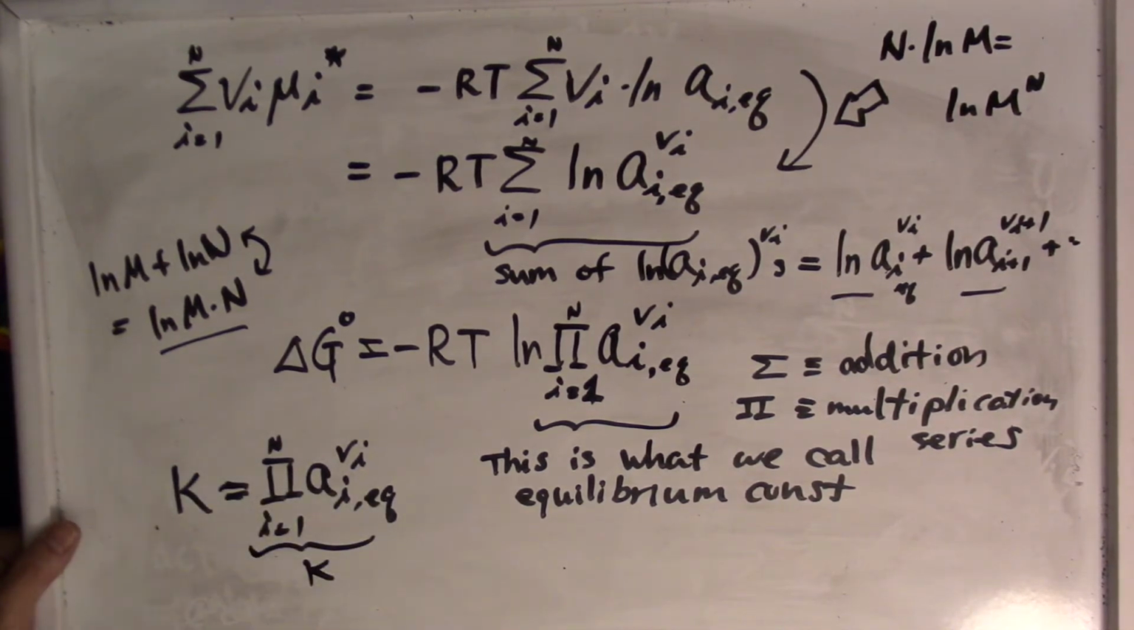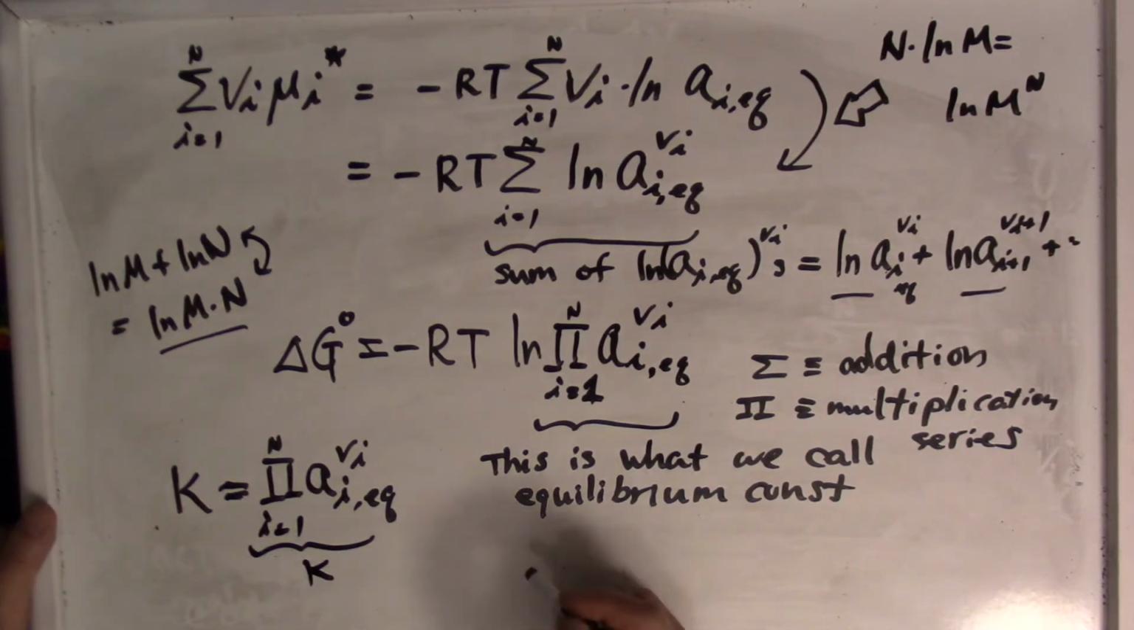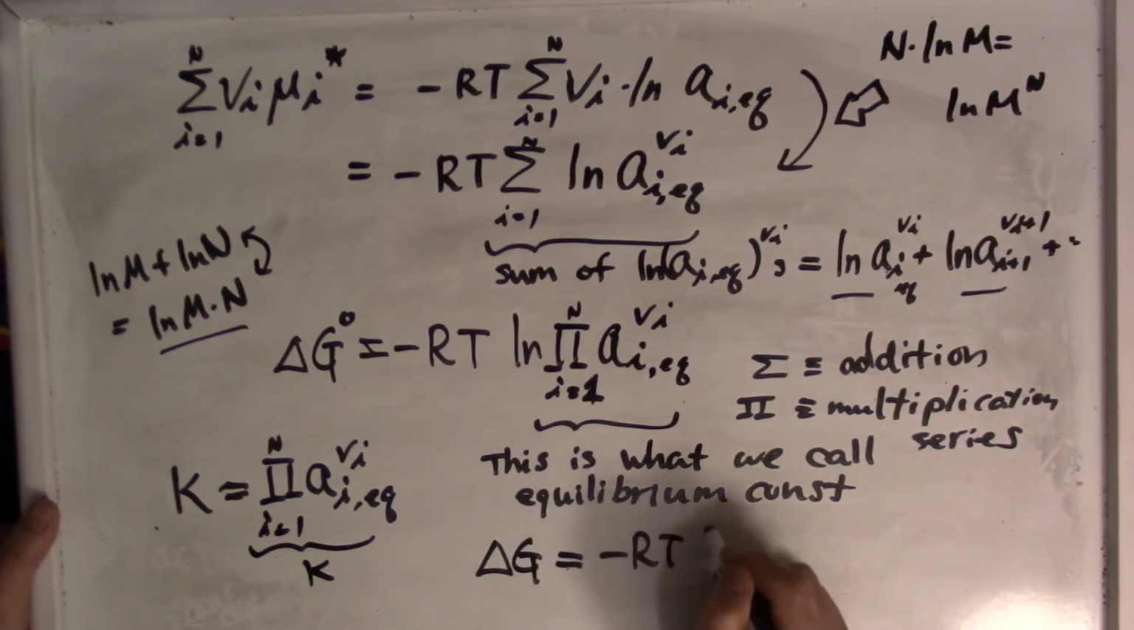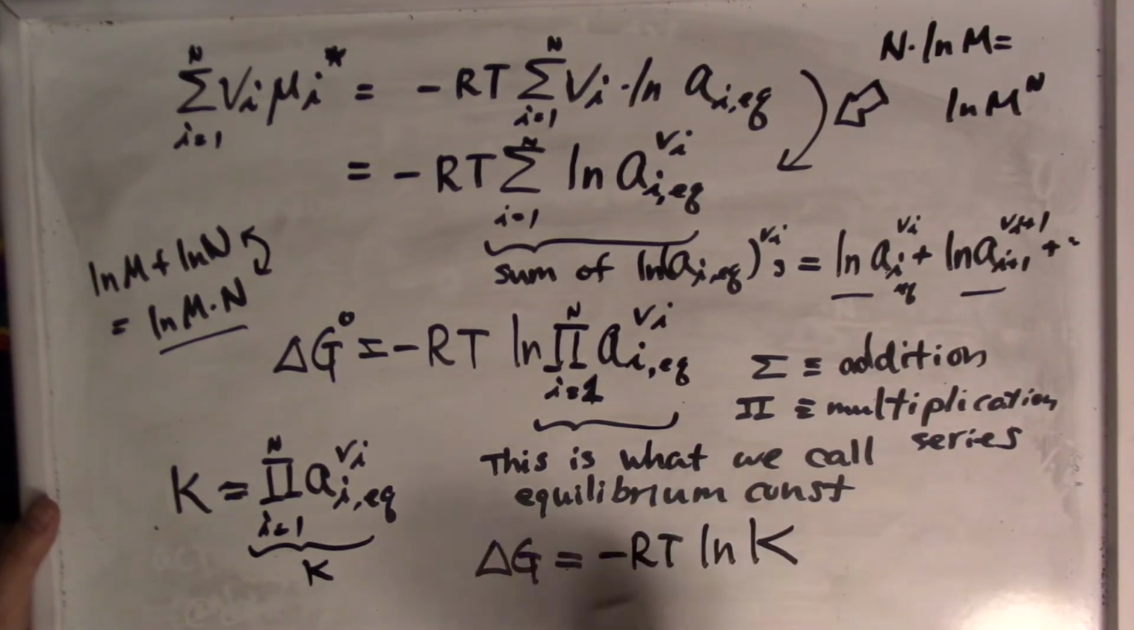So what does it mean? Well, let me write this down. Delta G is equal to minus RT natural log of K.